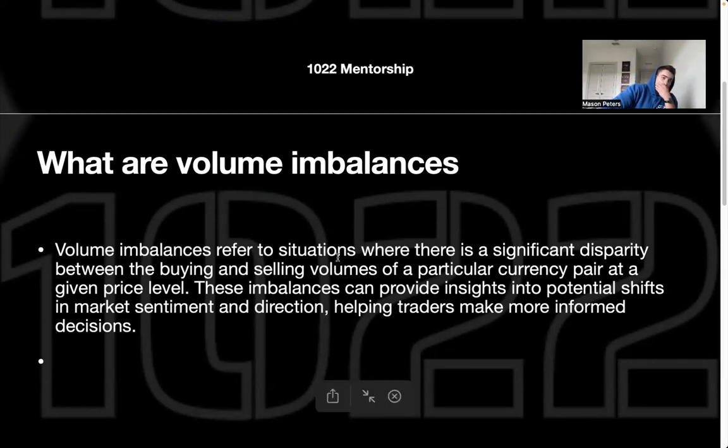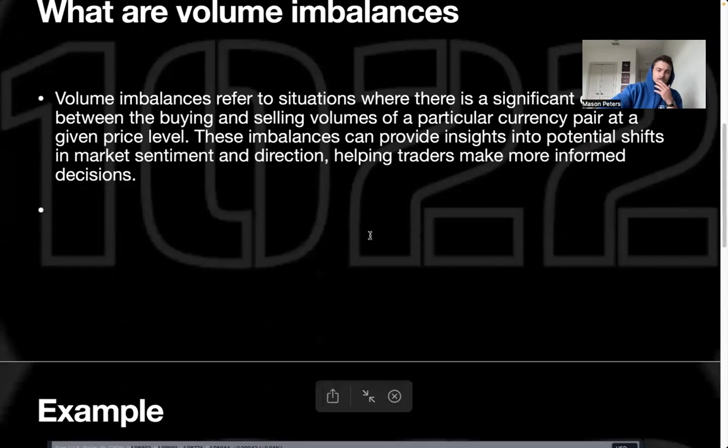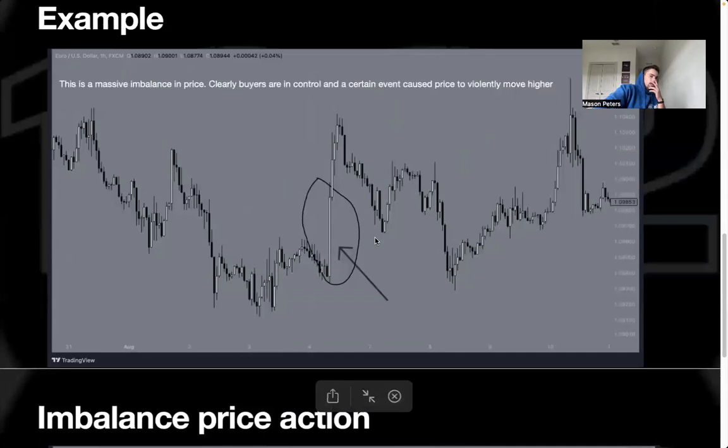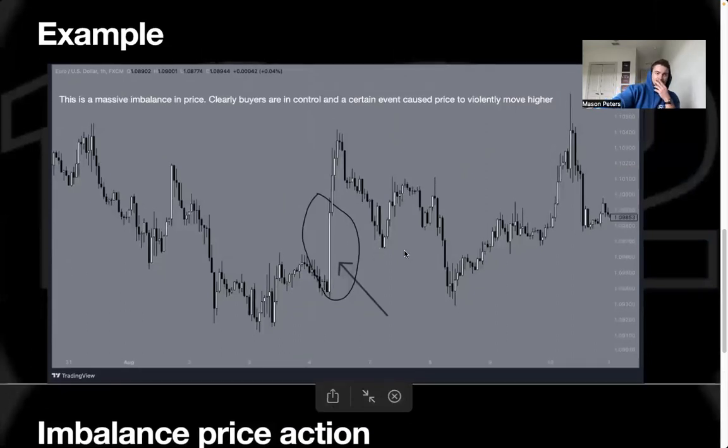2% is in the billions of dollars. So for a volume imbalance to occur, you have to really think about how much money is entering that specific market, right? So let's look at an example of an imbalance in price.